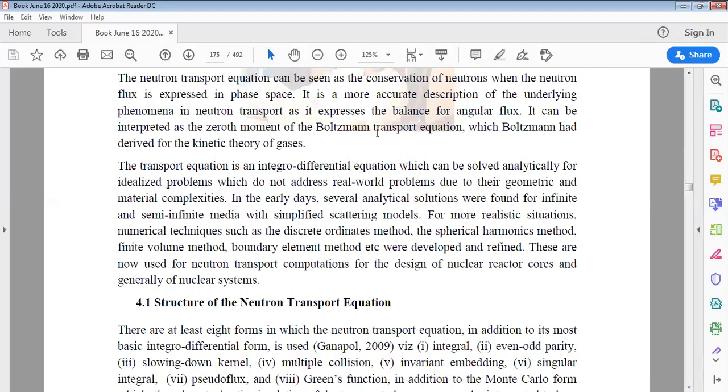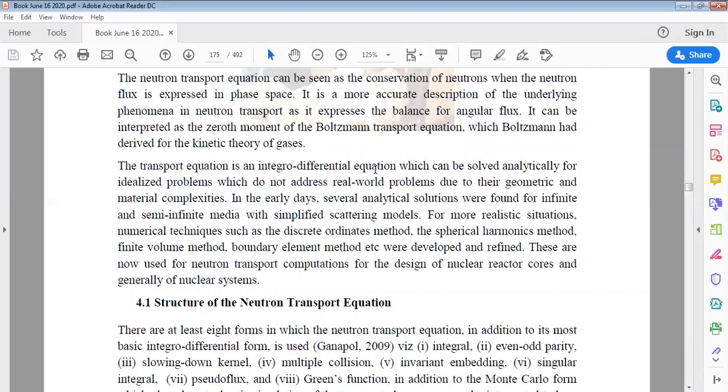Now, Boltzmann did a lot of work for the kinetic theory of gases, and it was he who first derived this. And the Boltzmann transport equation goes to many, many branches of science and engineering. Just like that, it comes into neutron transport, and it extends into X-ray transport, photon transport, charged particle transport. Today we'll be looking at neutral particle transport, so neutrons. And this transport equation, I'll show you, is an integral differential equation.